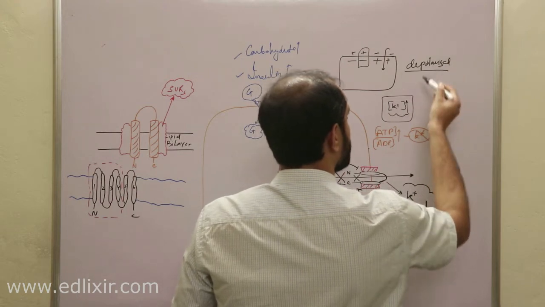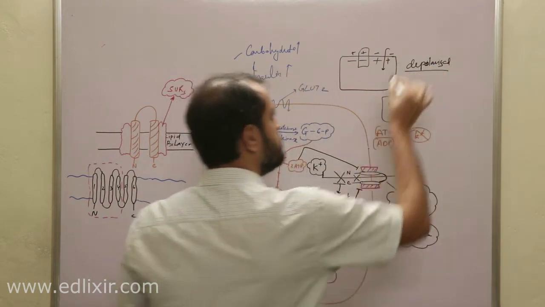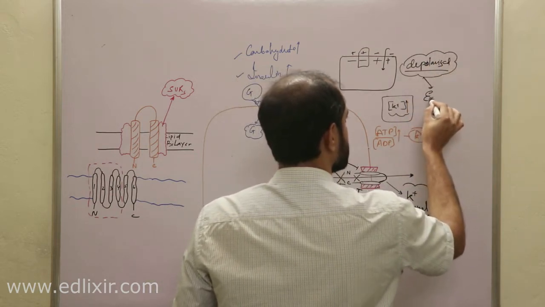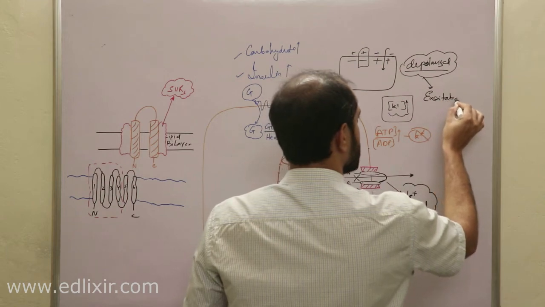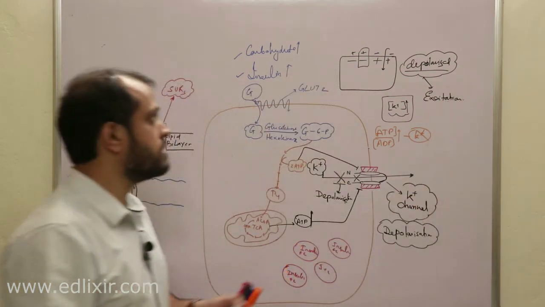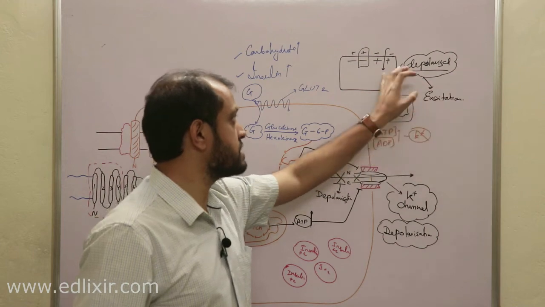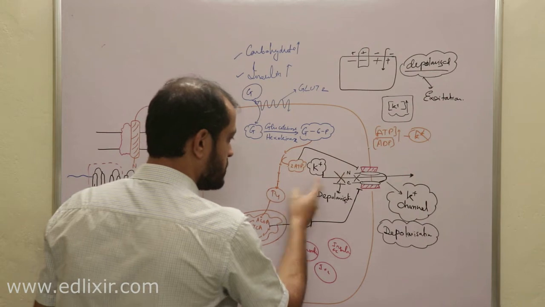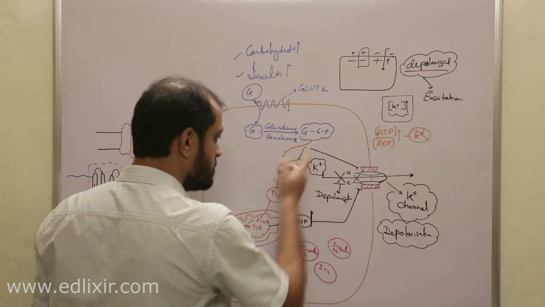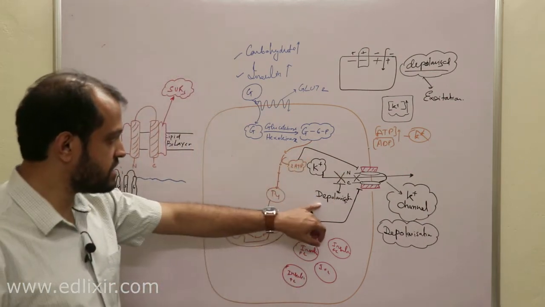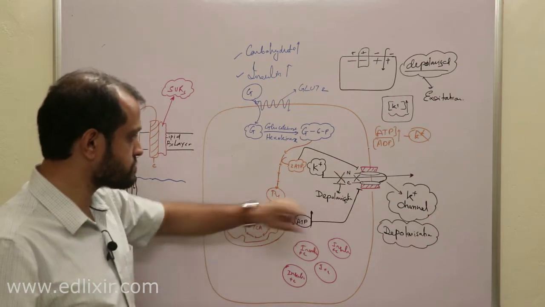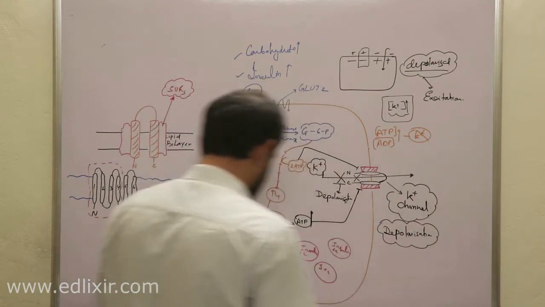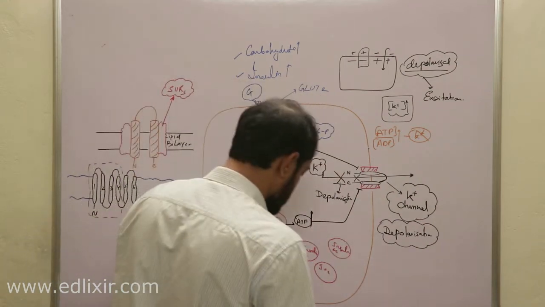Now, an important point you need to understand from a biological point of view: depolarization or depolarized means excitation. Clear? Excitation. Now, whenever this potassium channel is inhibited, this will lead to depolarization. That means the cell will become excited, and when this cell is excited, a very important point will occur.